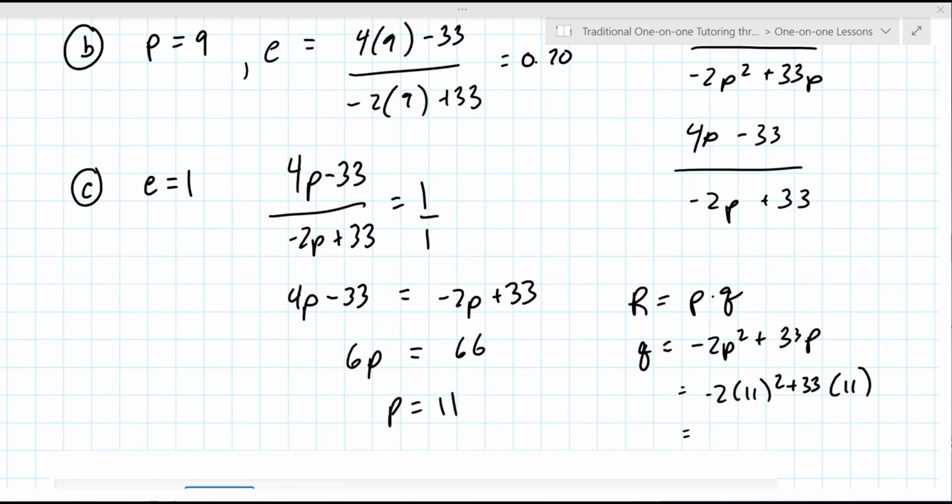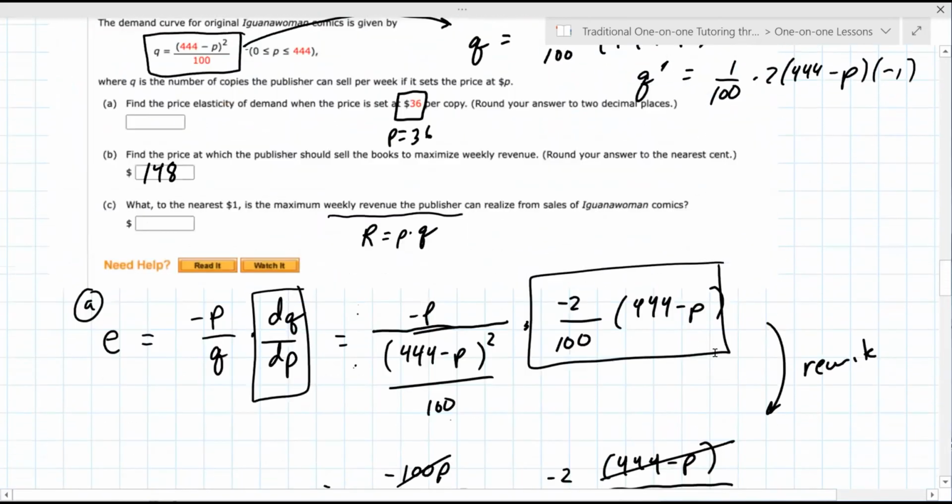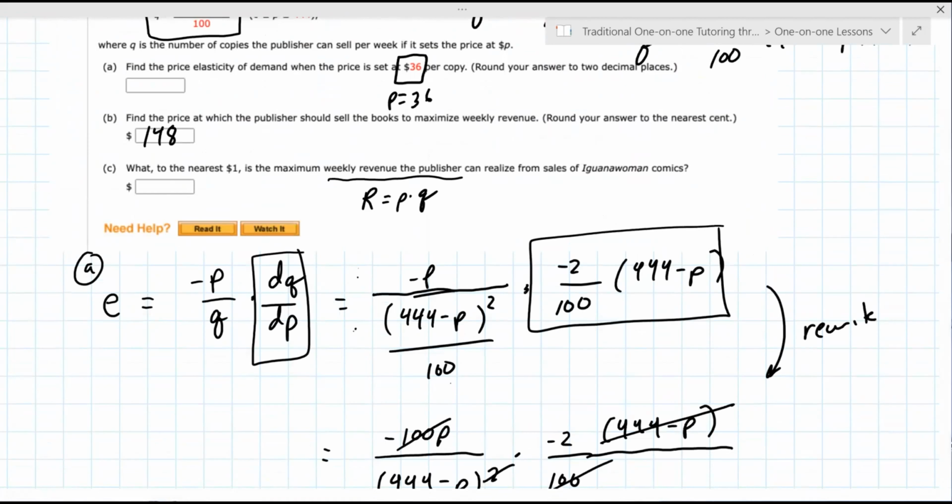So for that one, I got 121. Agreed. And so you just multiply those together. So your revenue is 11 times 121. And sometimes when you look at this again, you might wonder where this came from. So when you look this over, make sure you know where that 11 came from and where the 121 came from. So it looks like it's 1331. Yes, that's what I got too. Excellent. And it was correct.